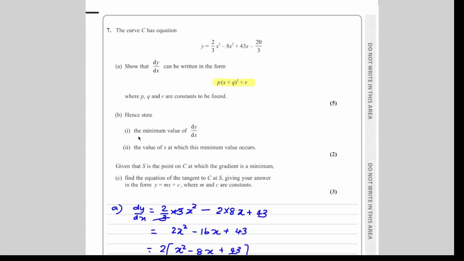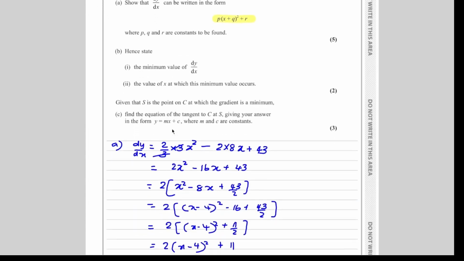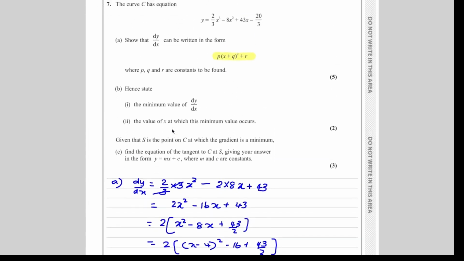Part B is given as: hence state the minimum value of dy by dx. When we are given the complete the square format, the minimum value is the y value of this one. So when we are having a quadratic curve, this is the minimum value.